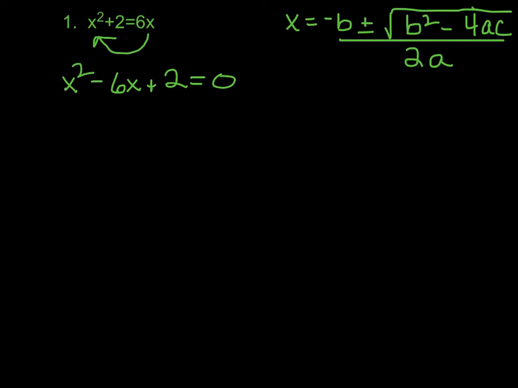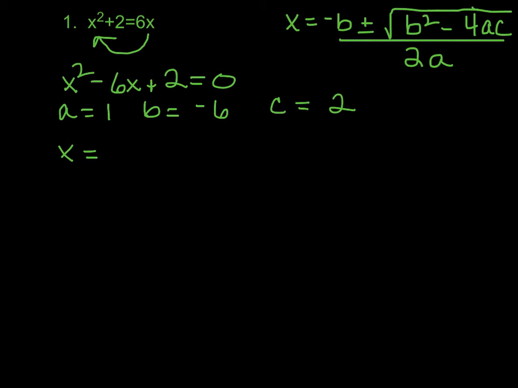and then set equal to 0. So remember that a is always the number that's in front of your x squared term. So the number that's in front of your x squared term is a 1. Then your b is going to be the number that's in front of your x term, and the number in front of your x term is negative 6. And then your c is going to be the constant term, the number that's by itself, which is a positive 2. So then what we do is we simply start by plugging in those numbers into the quadratic formula.